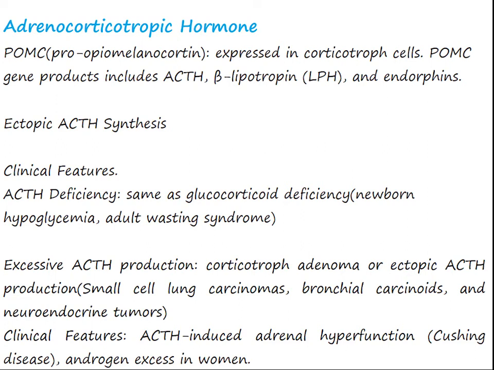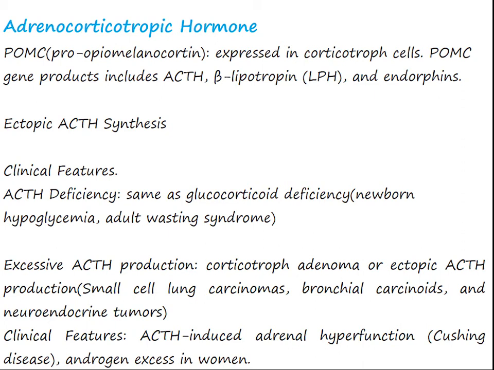The manifestations of ACTH deficiency are clinically indistinguishable from glucocorticoid deficiency of any cause. In the newborn, ACTH deficiency may present as hypoglycemia and failure to thrive. In the adult, there is slowly progressive weight and appetite loss, anorexia, and generalized fatigue mimicking a wasting syndrome.